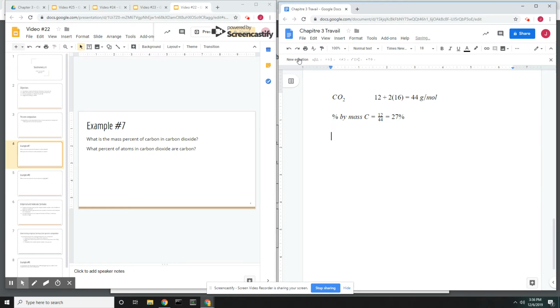Then the percent by atoms is really just 1 over 3, because there are 3 atoms in there. Only one of them is carbon, so that's 33%.